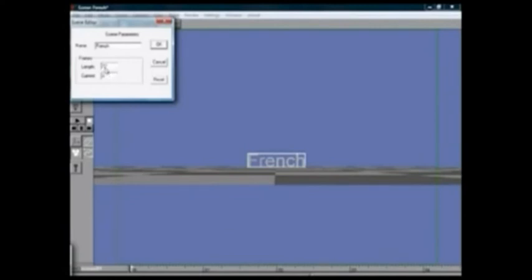With this knowledge of the scene editor, we can now click OK in the top right hand corner.